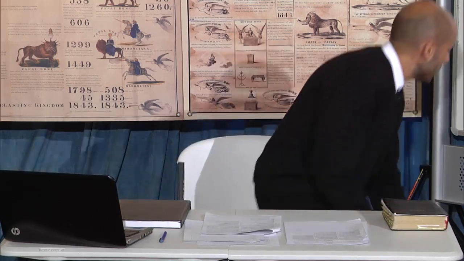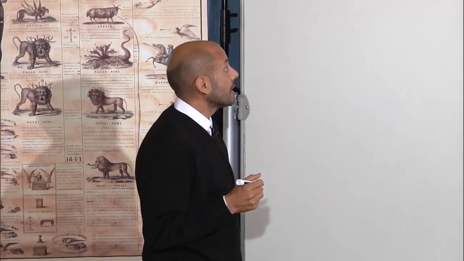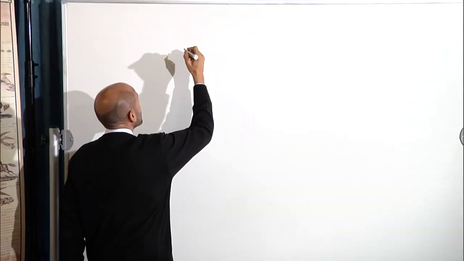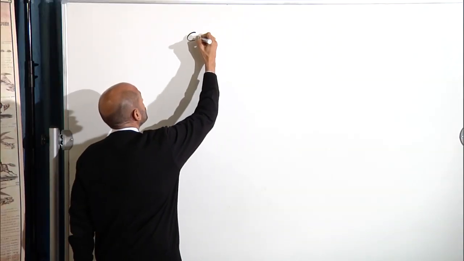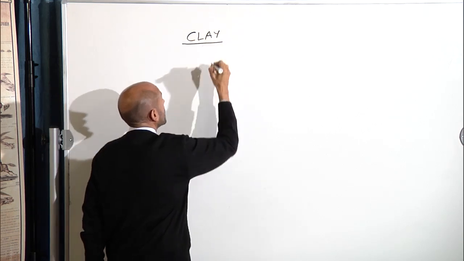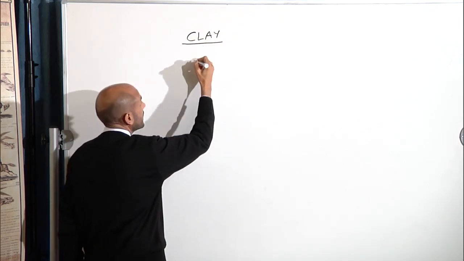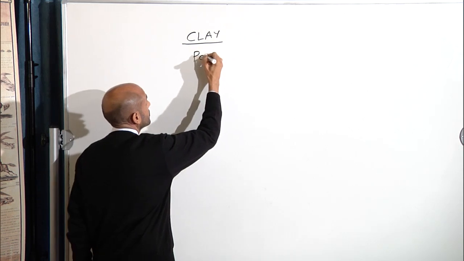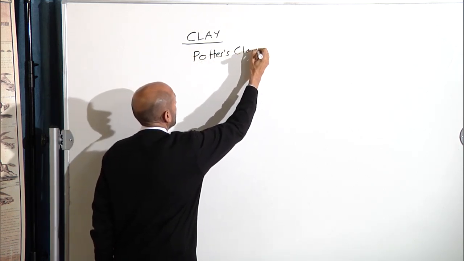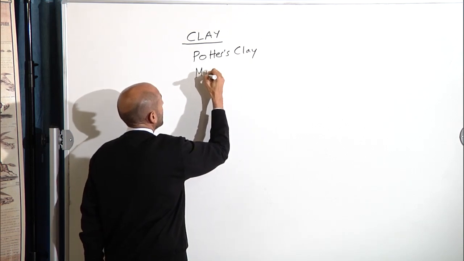There are many things to look at in Daniel chapter 2, but we're looking at the issue of the clay. And I'm hopefully going to demonstrate that in Daniel chapter 2, when we deal with the word clay, it comes up in two variants: there's potter's clay and miry clay.